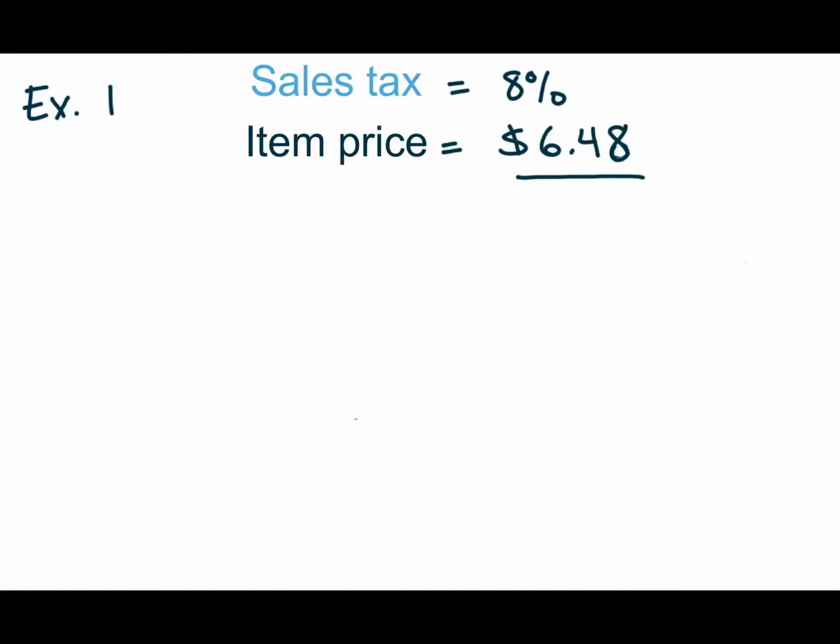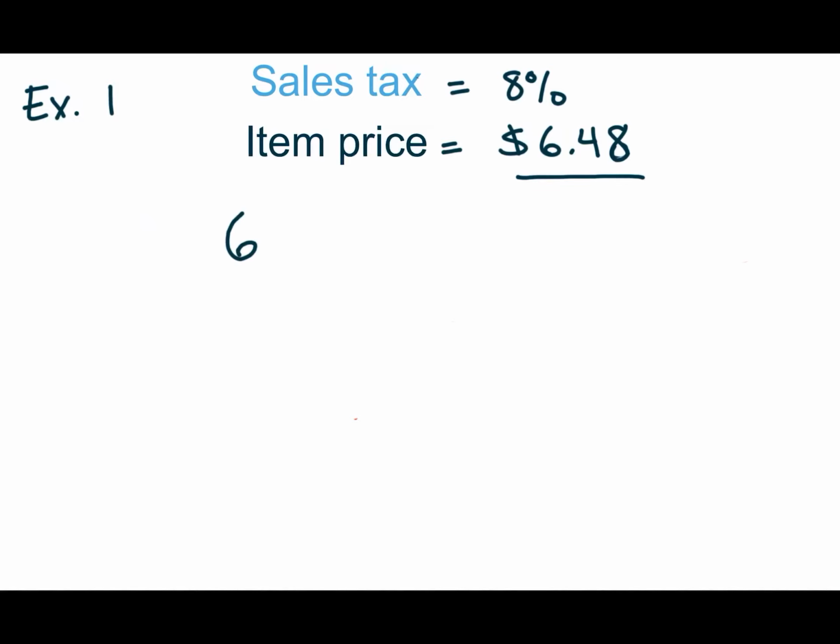So our first example says the sales tax is 8%. The item price is $6.48. So how much sales tax are you going to be paying for this item? All right, so let's think of it this way. For every $1, you pay 0.06 more. So if something were $1 and I just multiplied it by that, I would get the sales tax, right? If I multiplied $1 times 0.06, I would get 6 cents. So that can help me figure out what to do for something that's a little bit more complicated.